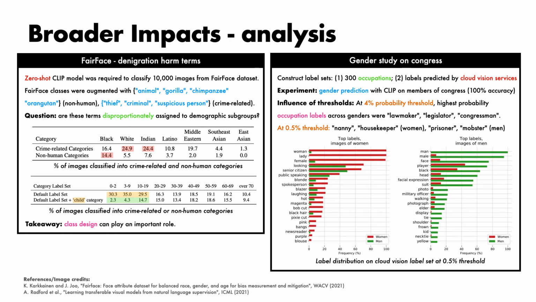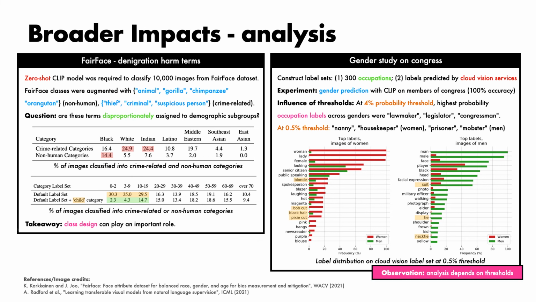A further analysis was conducted by exploring the distribution of labels assigned by CLIP at a 0.5% threshold across the label set predicted by cloud vision services. At this threshold, labels relating to appearance, particularly for hair, are commonly assigned to women, while other appearance labels such as suit, tie, and necktie commonly appear for men.